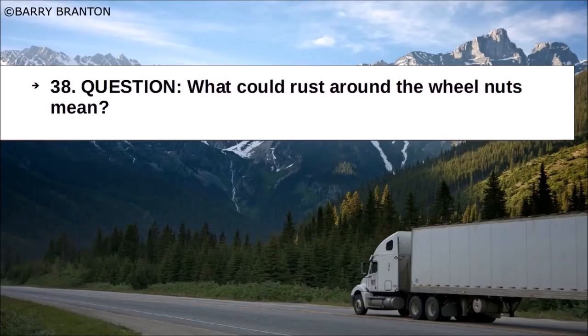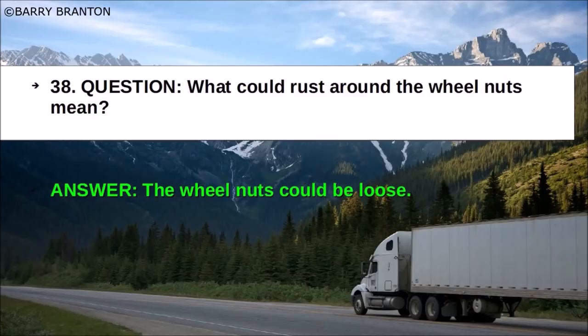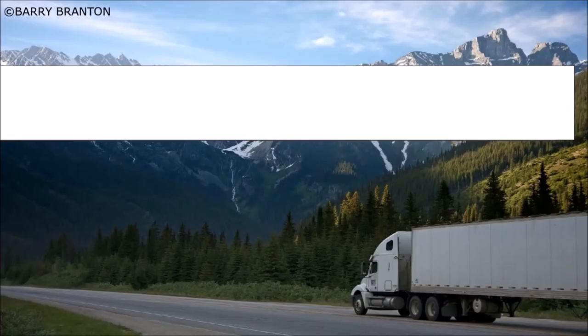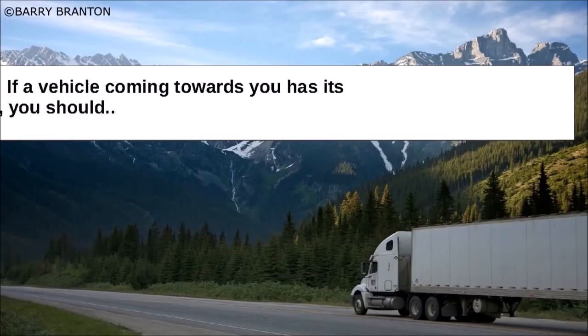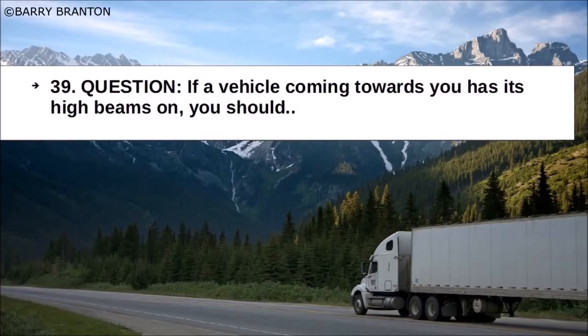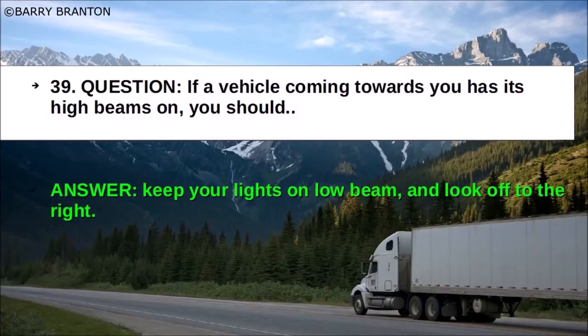What could rust around the wheel nuts mean? The wheel nuts could be loose. If a vehicle coming towards you has its high beams on, you should keep your lights on low beam and look off to the right.